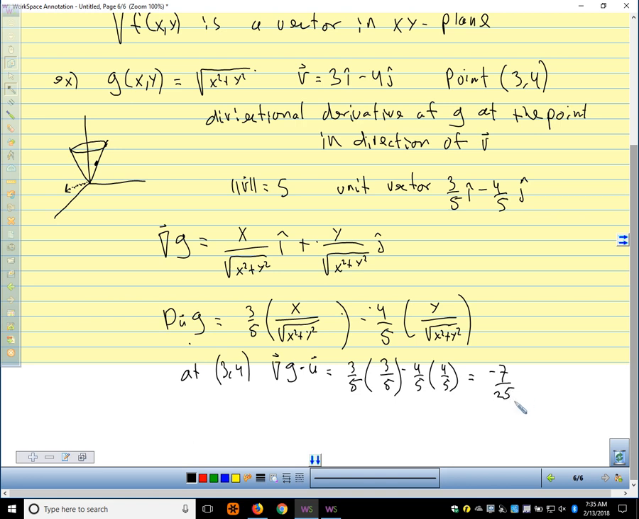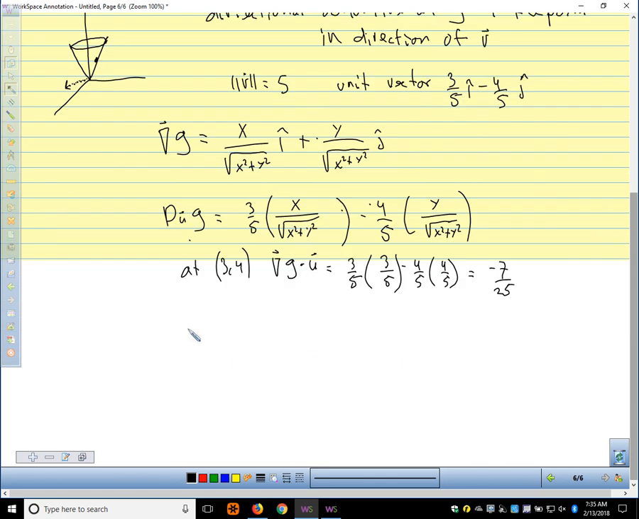So visually, we'd expect the directional derivative to be negative, right? If we move in that direction on that surface, we're walking downhill. So what this tells us is that at 3/4, g is changing negative 7/25 units.